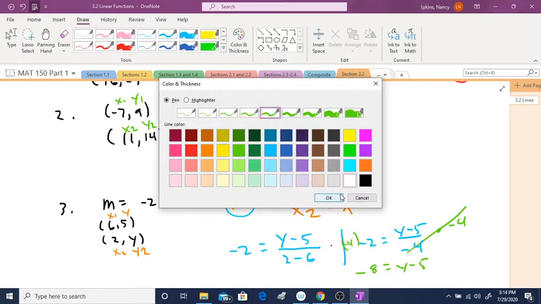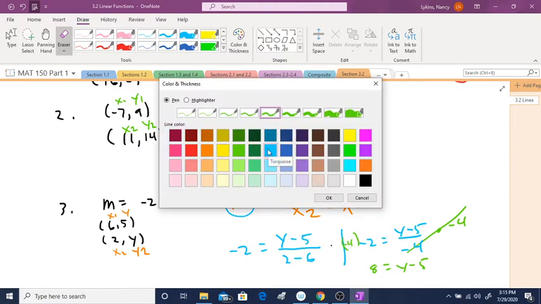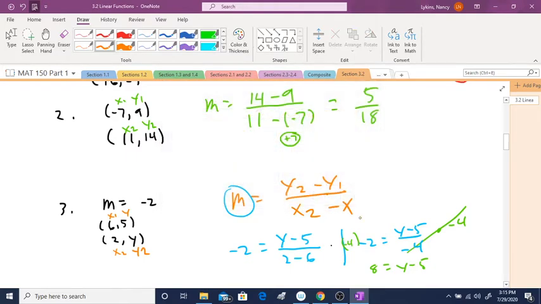I don't know why I have that. That should not be a -8. That should be a +8. -4 times -2 is a +8. Let me erase that for a second. And then all I'm going to do is add 5 to both sides.